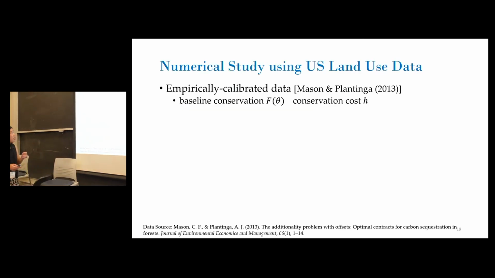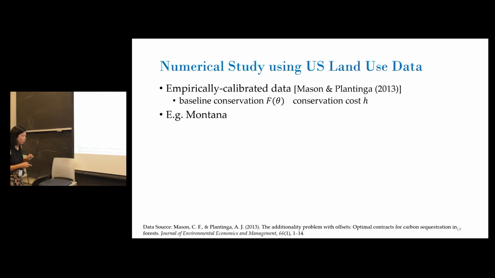So the study I'm going to show you today uses US land use data, and this was the main contribution of the Mason and Plantinga paper where I got the model from: they collected the data to be able to estimate their model. Lots of thanks to them for this wonderful data set. Because we have the same data, they're estimating exactly the same parameters as we are using in our model. And so we're going to take this baseline conservation distribution directly from their estimates, as well as conservation cost.